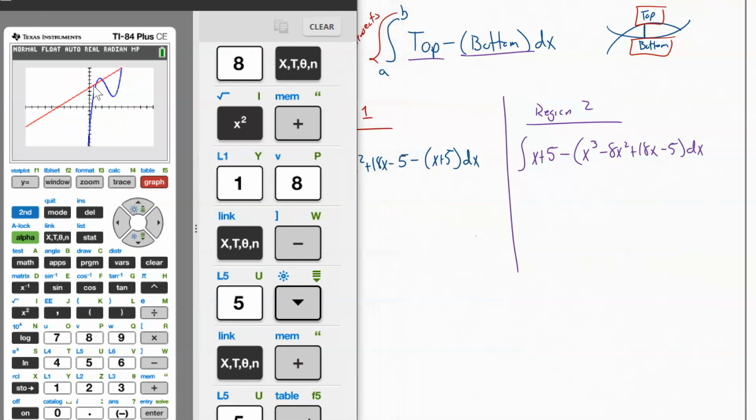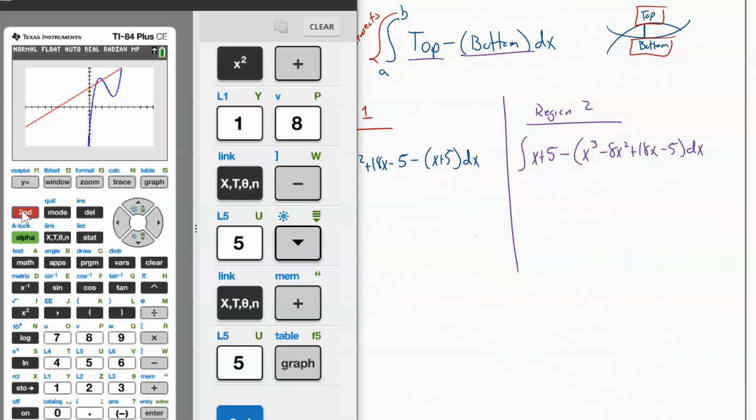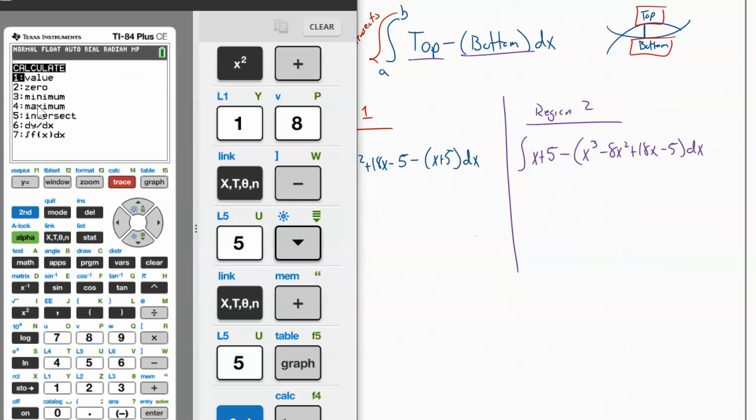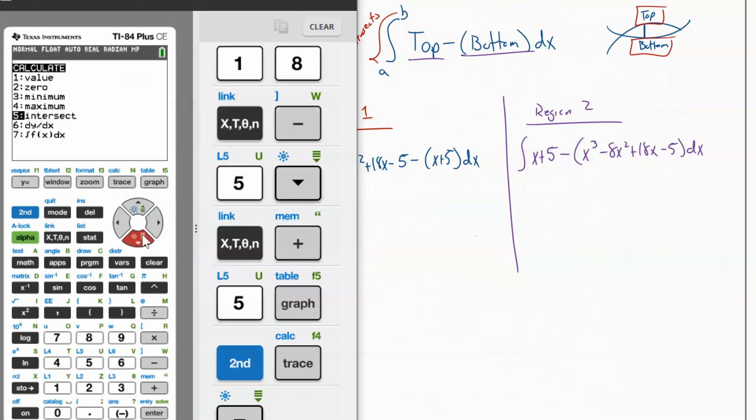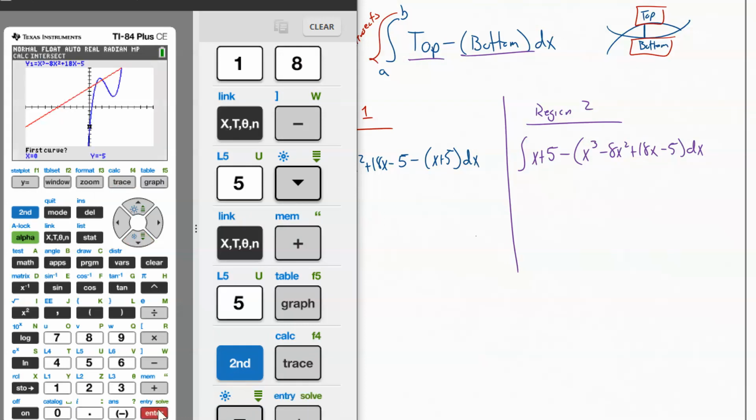We need to find one intersect here, a second intersect in the middle, and a third intersect at the far right side. To do that, our calculator is very good at finding intersects. You're going to hit the second button, which is in the top left. You'll choose the Calc menu, which is the button at the very top above Trace. Inside that menu, you can see the number 5 option says intersect. So you scroll down to the number 5 and you hit enter.